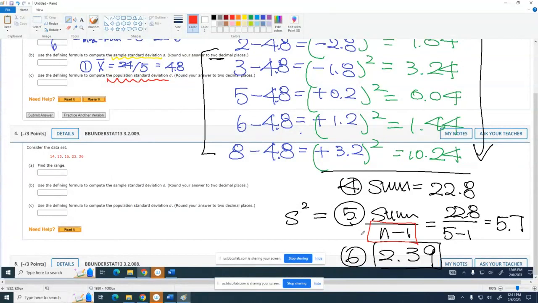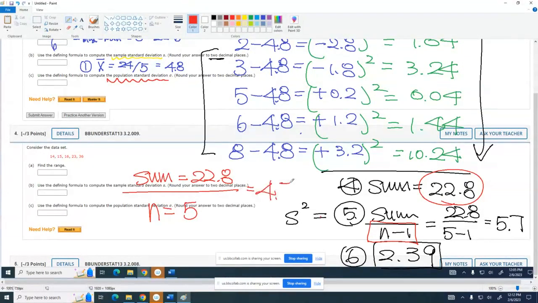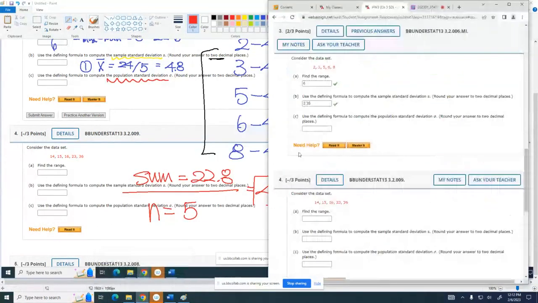So simply, we already took the sum. How much was it? 22.8. Now just divide by n, 5. Let me try. It's 22.8 over just 5. I have 4.56. So let me answer 4.56.